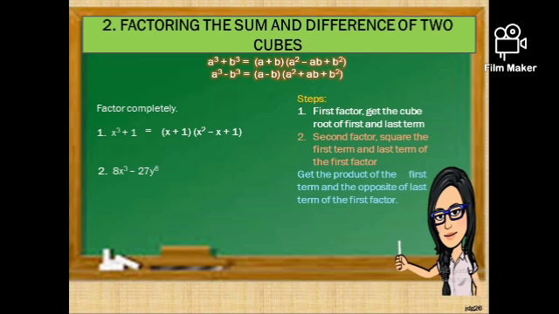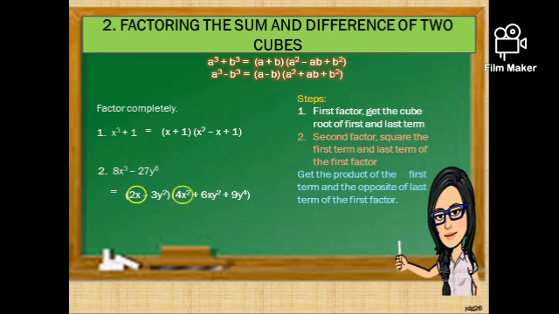Example number 2. 8x cubed minus 27y raised to 6. The factors are 2x minus 3y squared and 4x squared plus 6xy squared plus 9y raised to 4. Cube root of 8x cubed is equals to positive 2x. The cube root of negative 27y raised to 6 is equals to negative 3y squared.